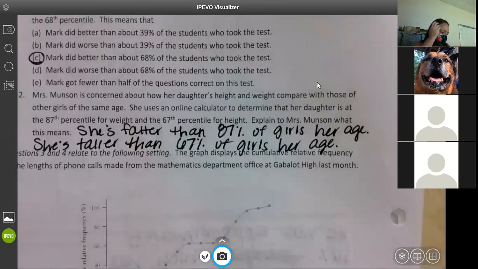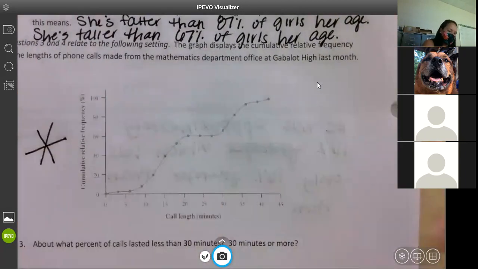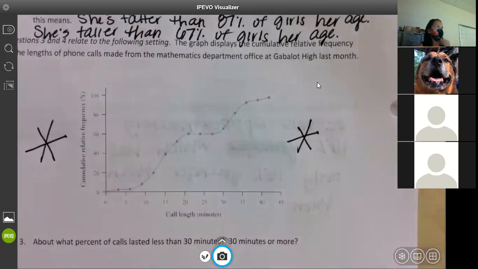All right, questions 3 and 4 relate to the following setting. The graph displays the cumulative relative frequency of the lengths of phone calls made to the mathematics department. So right here, this question looks like a test question. Okay, looks like a test question.